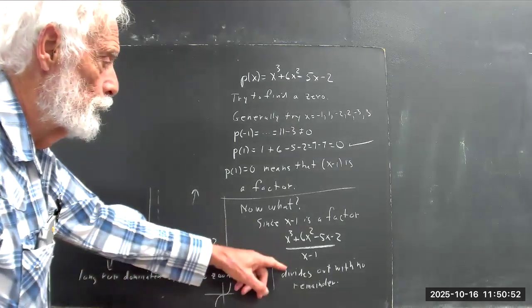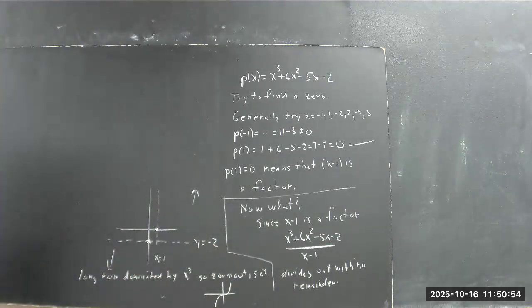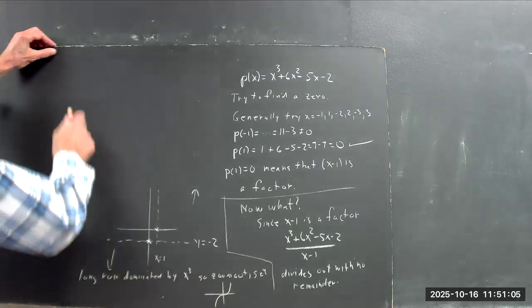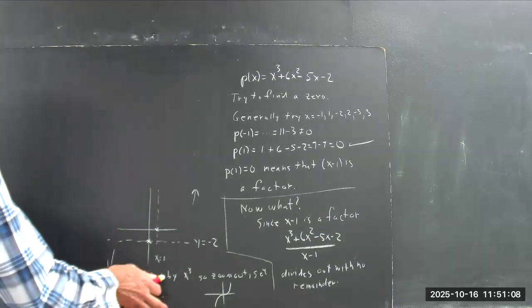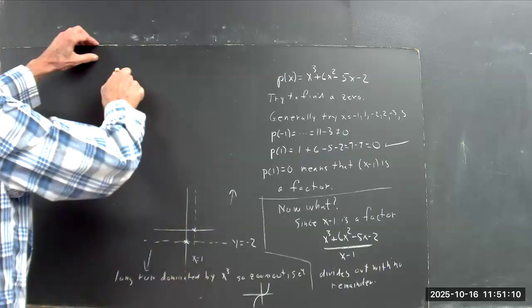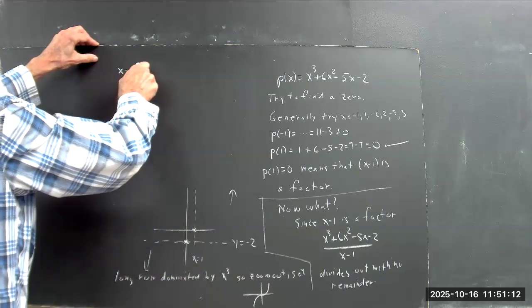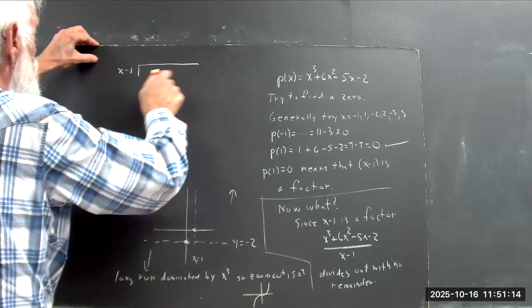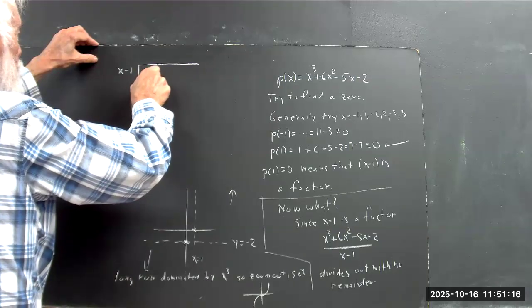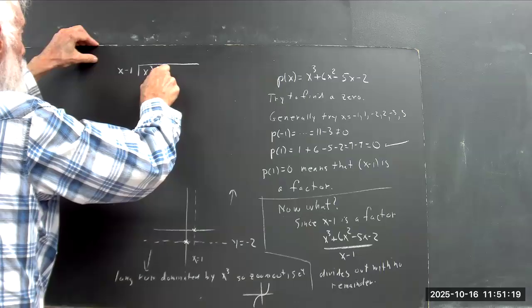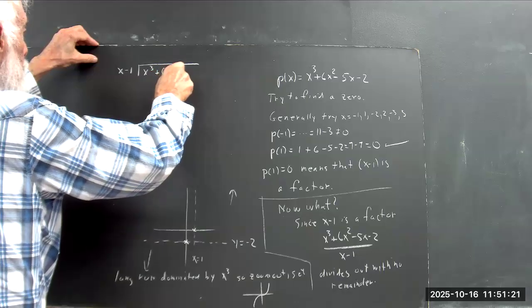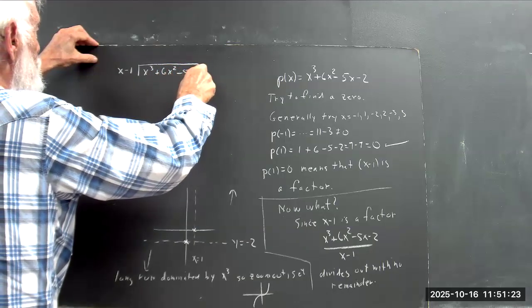And there's a procedure for doing this division. It's just like the long division you learned in 5th grade, except it's different. It's very similar. It's analogous. So we're going to do this like so. We're going to write out x minus 1 divides into x cubed plus 6x squared minus 5x minus 2.